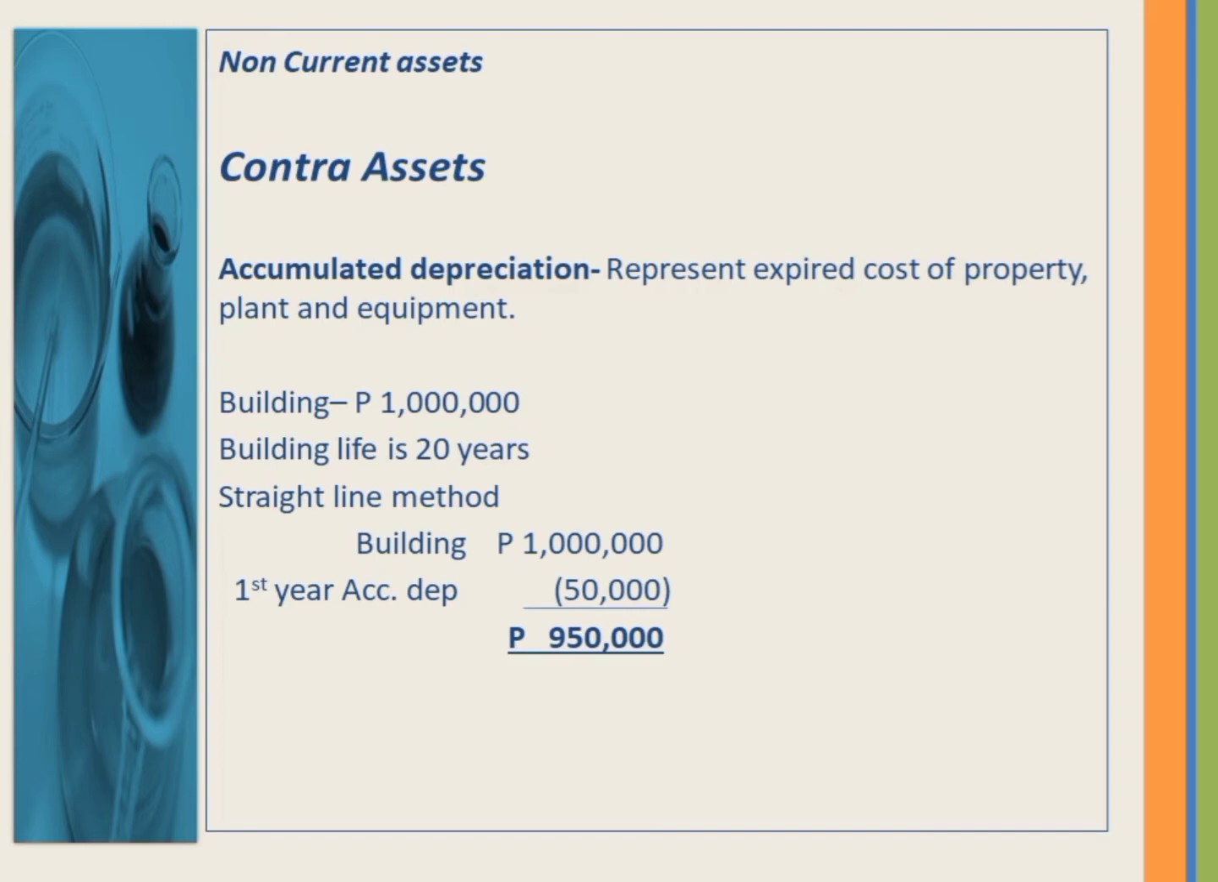So for the first year, the depreciation expense will be 50,000. So the value of the building at the end of the accounting cycle for the first year will be 950,000.